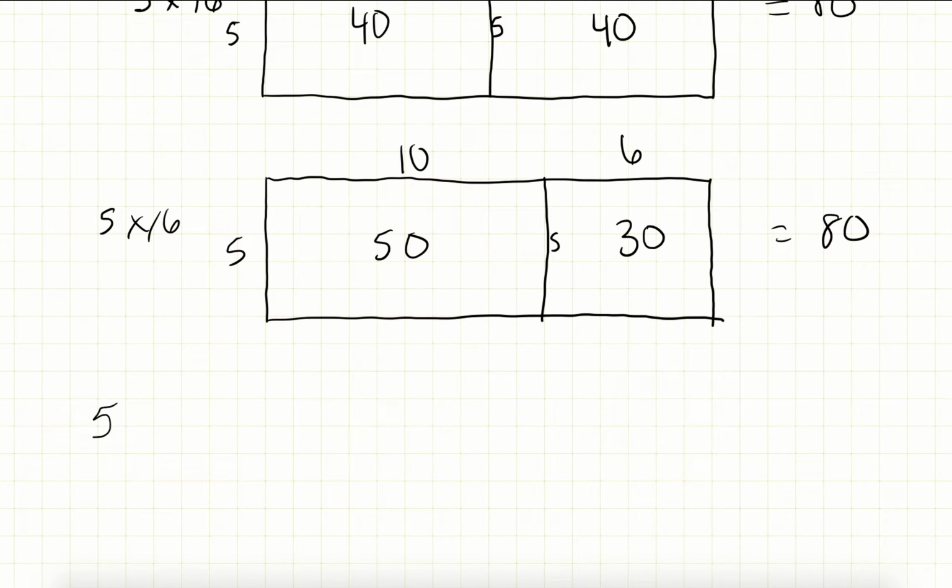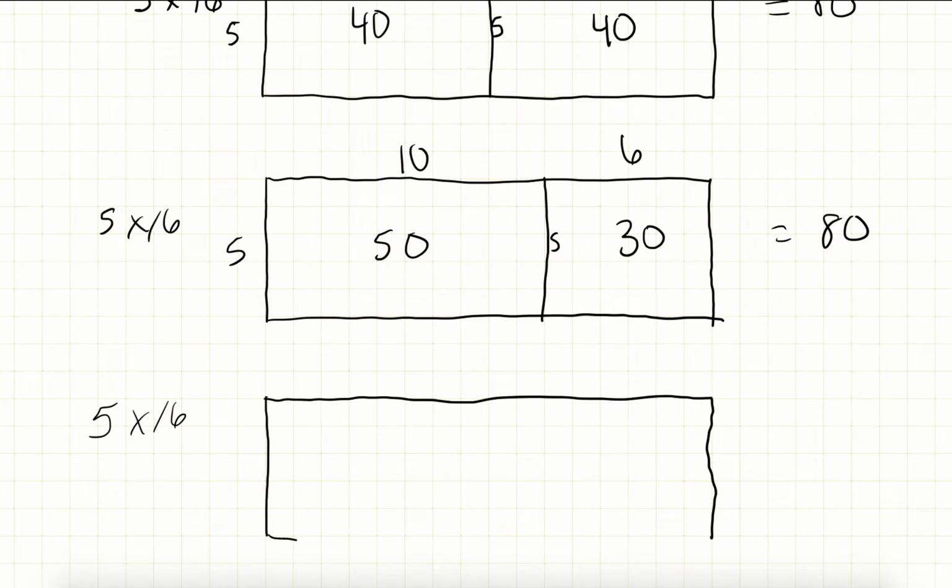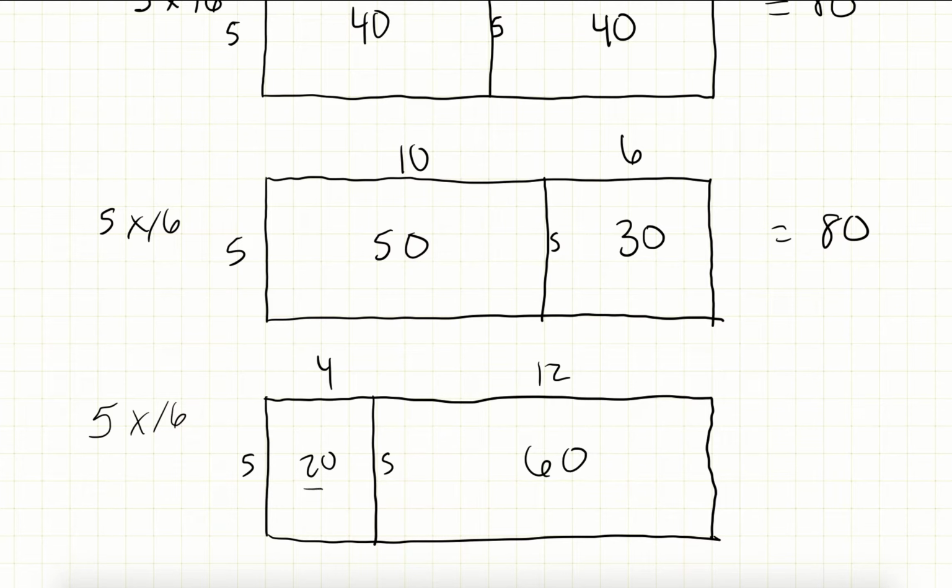So what if I did a different one? What if I did, instead of 10 and 6, 4 and 12? Okay, well, 5 times 4 is 20. 5 times 12 is 60. And then I could add those together and get 80. So I'm using the model of multiplication that you've learned from the beginning, but I'm dividing it up in different ways.